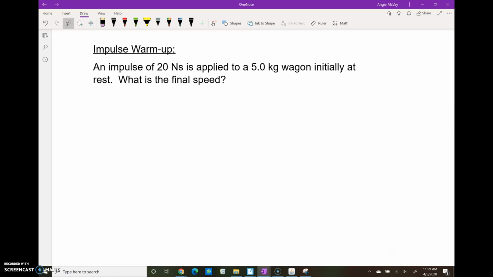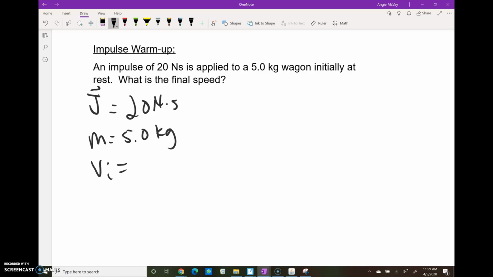If we had an impulse of 20 Newton seconds applied to a 5 kilogram wagon initially at rest, what's its final speed? Okay, so we've got an impulse of 20 Newton seconds. We've got a mass of 5 kilograms, and it was initially at rest. That means the initial velocity is 0. What is the final speed?